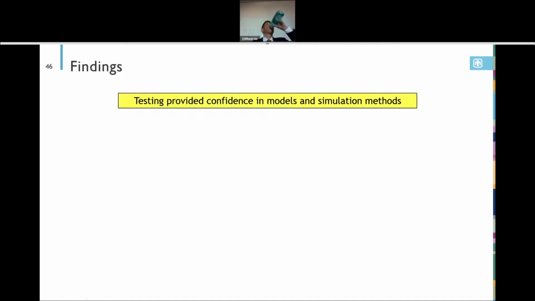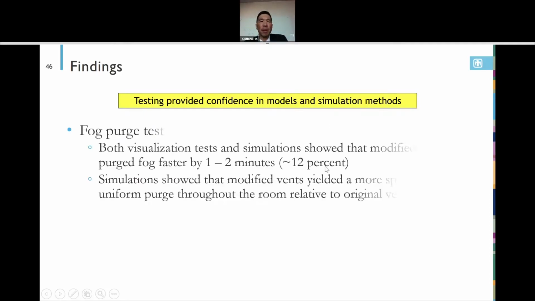So as far as findings, testing provided confidence in the models and the simulation methods. We did a fog purge test, and both the visualization and the simulation showed that the modified vents purged fog faster by about 1 to 2 minutes, about 12%. And the simulation showed that the modified vents yielded a more spatially uniform purge throughout the room relative to the original vents, which yielded a well-mixed condition.